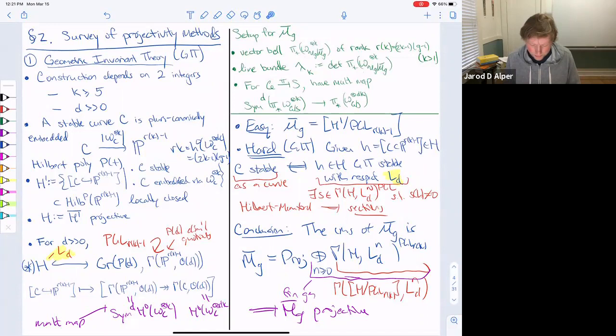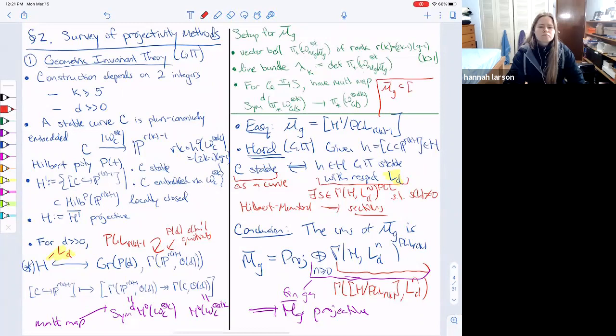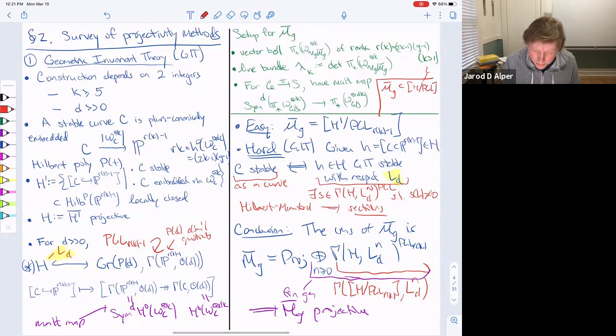Where should I write this? I'll write it up here. Okay. We have M_g bar sitting inside this quotient stack, H mod PGL. And here we have a line bundle, L_D. What we need to show is that L_D restricted to M_g bar is semi-ample. That's another way to phrase that M_g bar is the semi-stable locus of this line bundle. Does that help? I think so.